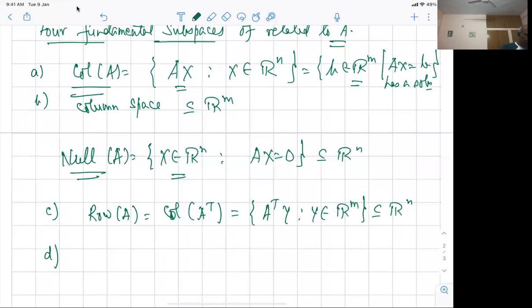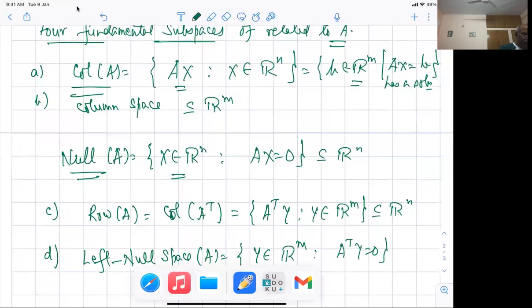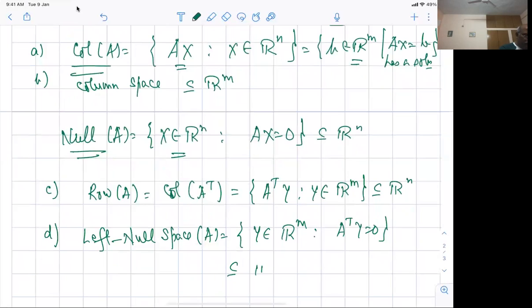Fine. D, the left null space. So here I have the null space of A coming from the column space of A. So the left null space will come from the column space of A transpose. So this will be equal to all Y, I should have written it differently, belonging to Rm, such that A transpose Y is 0. All right. Fine. So I would like you to see that this is a subset of Rm here, and this is a subset of Rn.